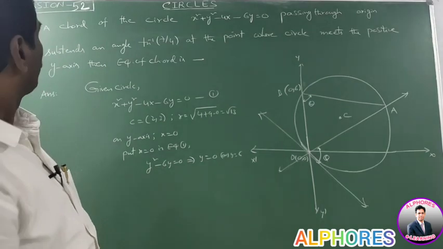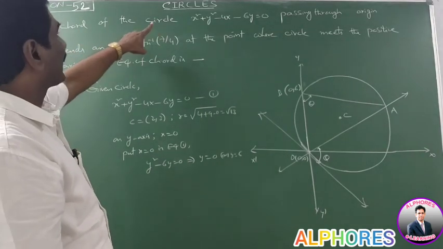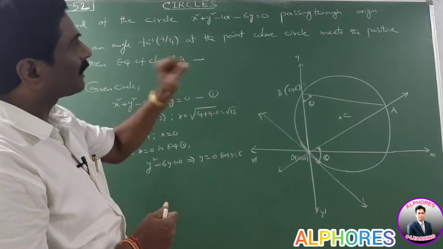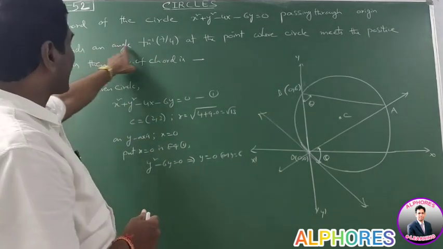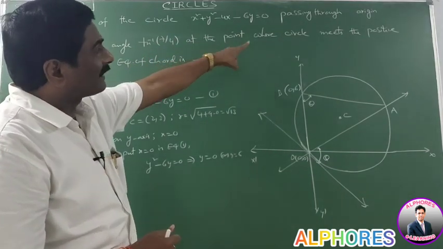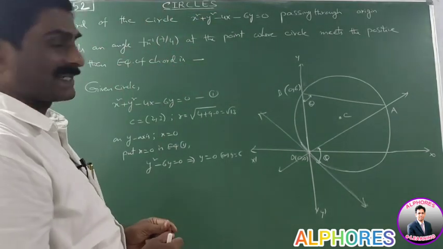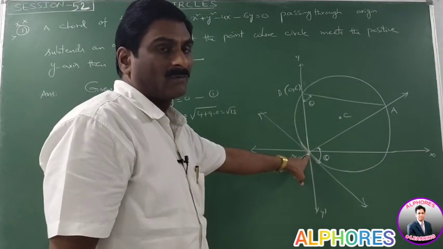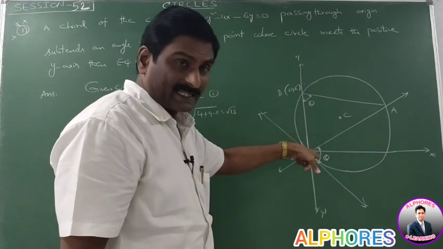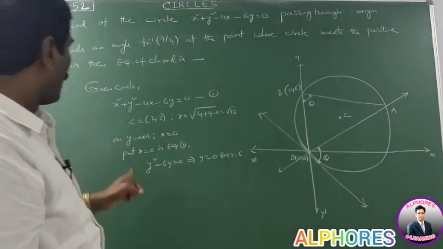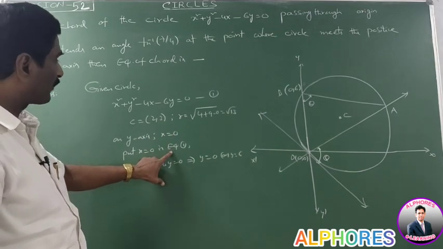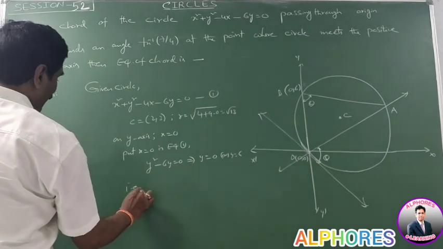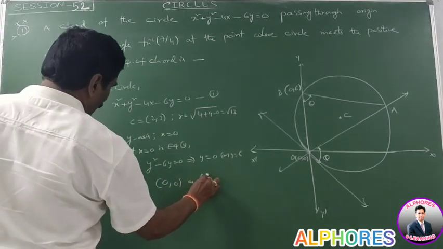Next, a chord of a circle x² + y² - 4x - 6y = 0 passing through origin subtends an angle tan⁻¹(7/4) at the point where the circle meets the positive y-axis. The circle meets the y-axis at 2 points. For getting points on the y-axis, what is the value of x? x = 0. Put x = 0 in equation 1. We get y = 0, y = 6. That means the circle cuts the y-axis at (0, 0) and (0, 6).